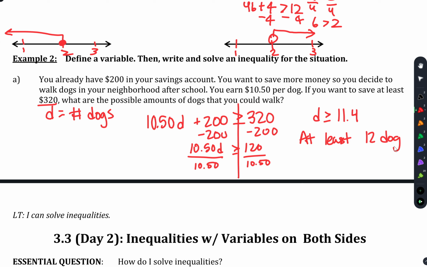Could we walk exactly 12 dogs? Sure. Could we walk 13, 14, 15? Sure. Any less than that, we cannot. What I need to point out here is this rounding piece, though, because yes, that is the solution to this inequality, but you guys were getting half points taken off on that test because we can't have, I think it was delivery drivers, 0.7 of a delivery driver. We can't have 0.4 of a dog. So you've got to make sure that you're rounding and your answer makes sense. Any questions on that?